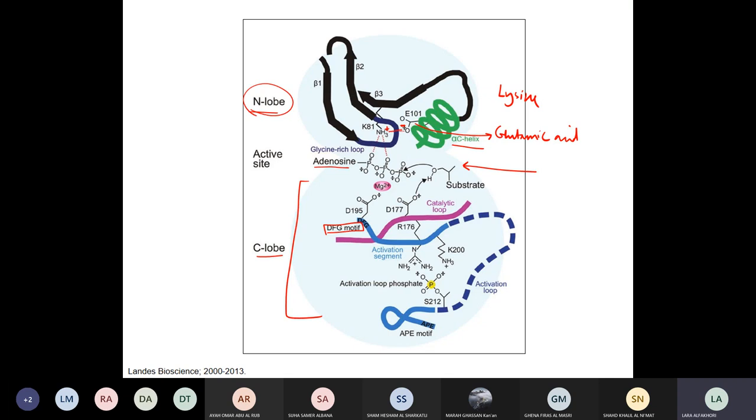Now, a motif is, let's say, a segment. DFG are the first letters of the amino acids that are almost always present in all kinases. Okay. Now, D stands for what? Do you remember? Aspartic acid. G or F? Phenylalanine, exactly. And G, glycine. This is a very important motif.